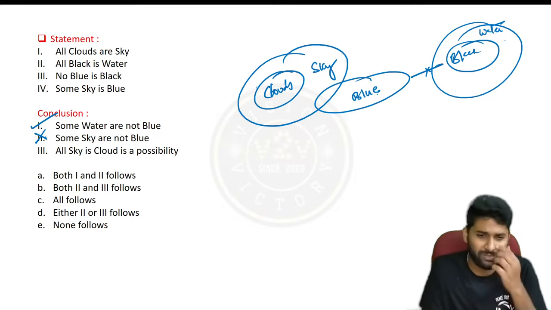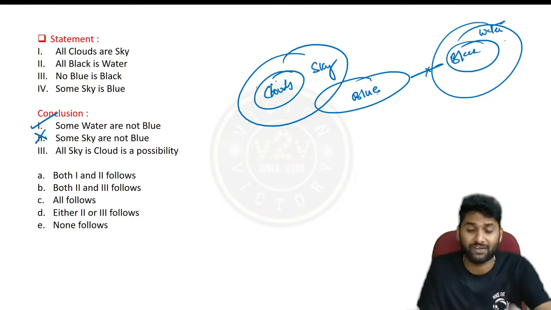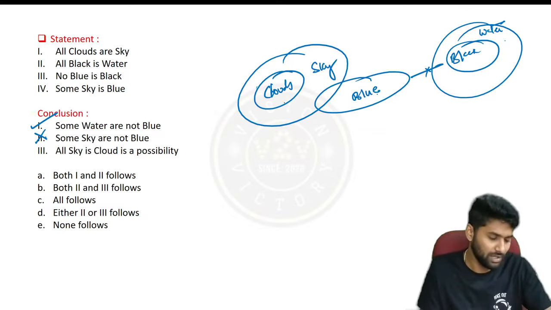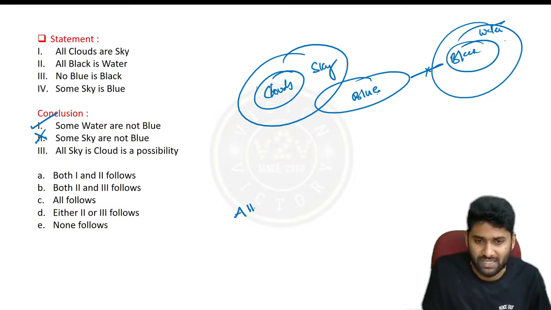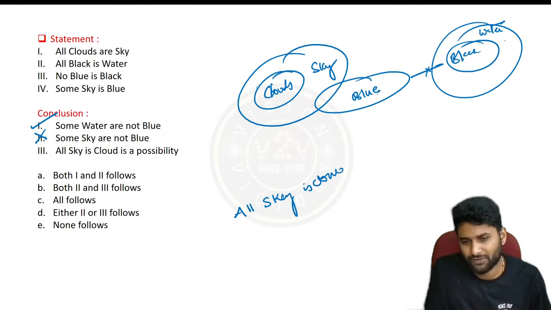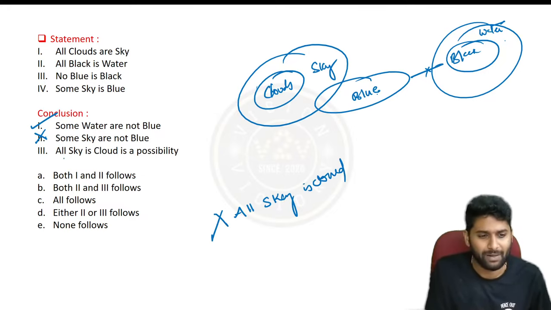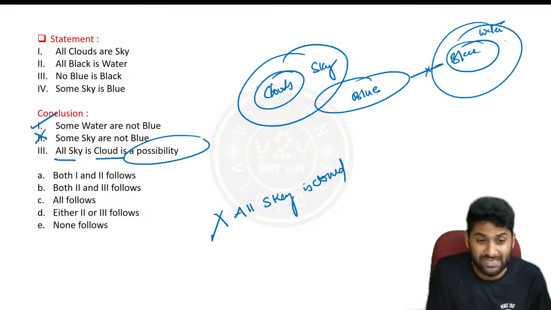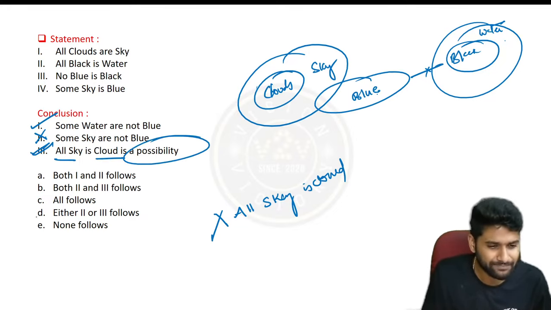Next one. All sky is cloud is a possibility. Yes, it's possible. Because if all cloud is sky, definitely all sky can be cloud. So, guys, two types of conclusions: if all sky is cloud, it's invalid, but all sky is cloud as a possibility is always valid. It's a valid one. 1 and 3.